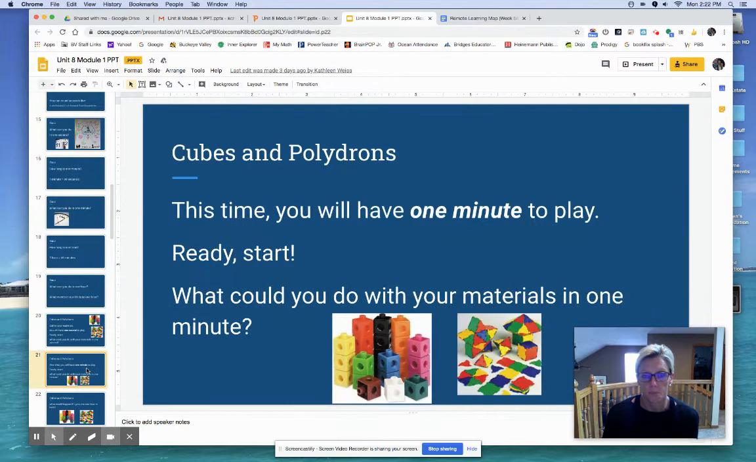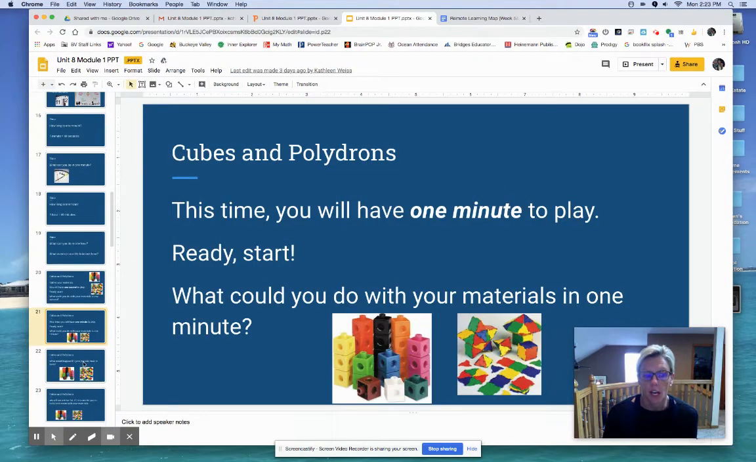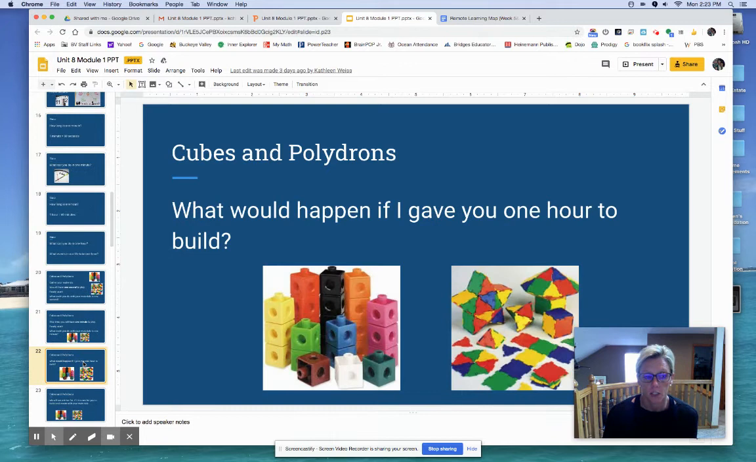And then use those same materials and see what you can do in 1 minute. And you're gonna have to ask an adult to help you with this so that they can time you. Okay? What would happen if I gave you 1 hour to build with those same materials? Do you think you could build something more creative? Do you think you could build something bigger? What do you think would happen?